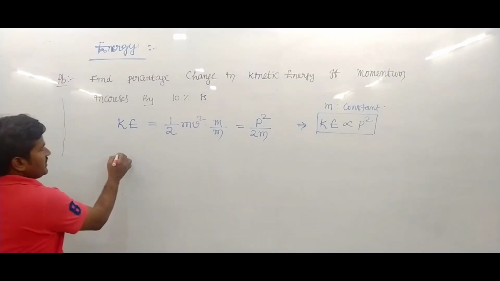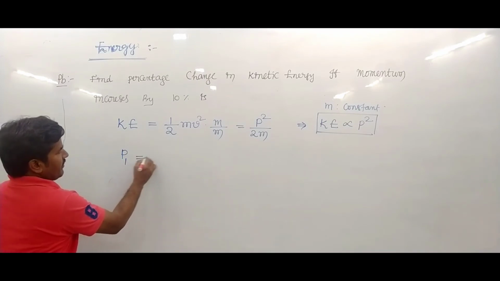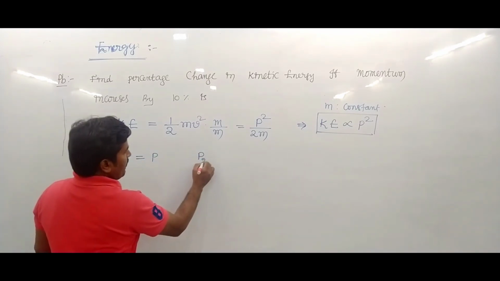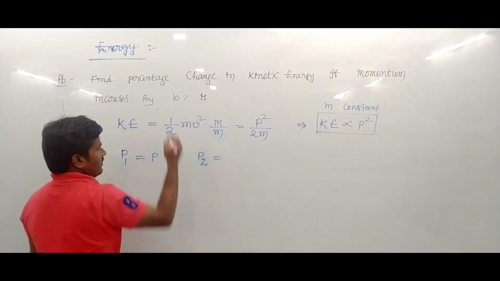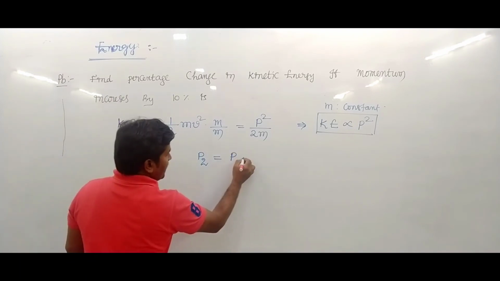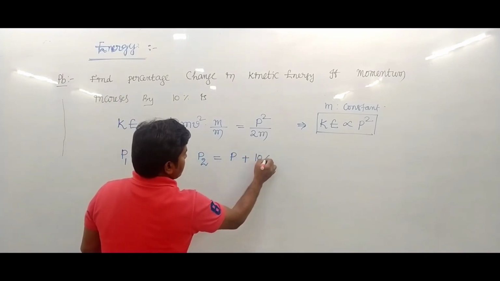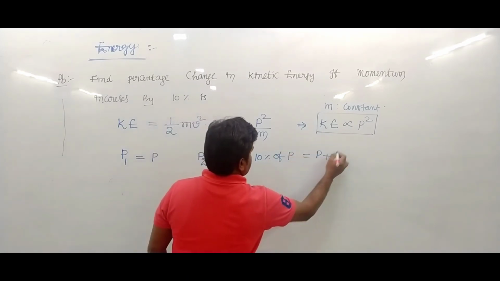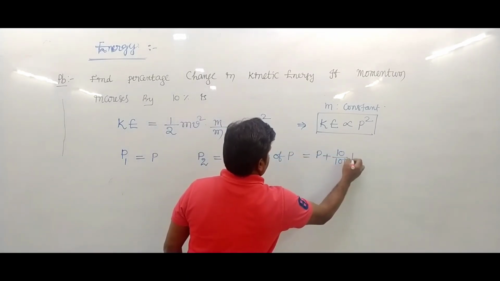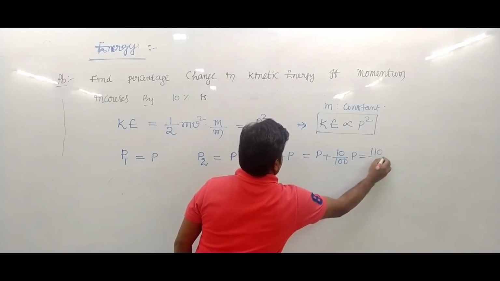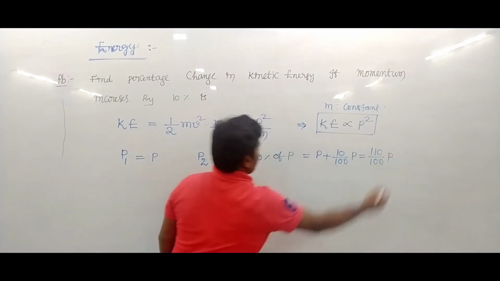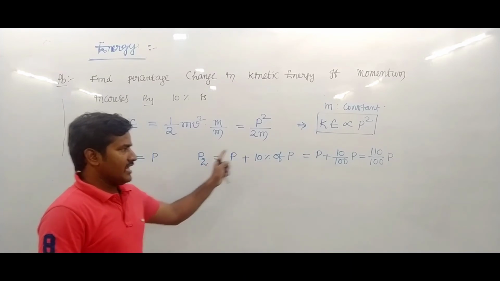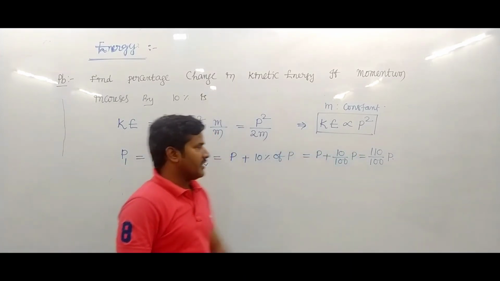They are given that initially the momentum P1 equals P. When momentum increases by 10%, it is P plus 10% of P. Its value is nothing but P plus 10 by 100 P, which is 110 upon 100 P. This is the final momentum. P2 is written as 110 by 100 P.